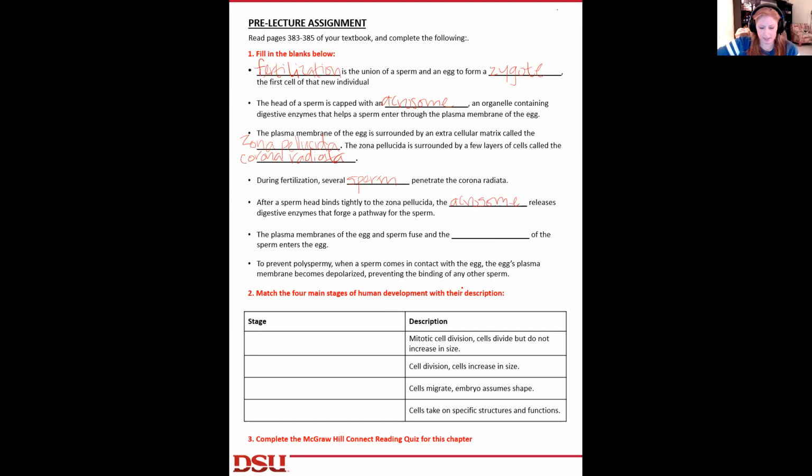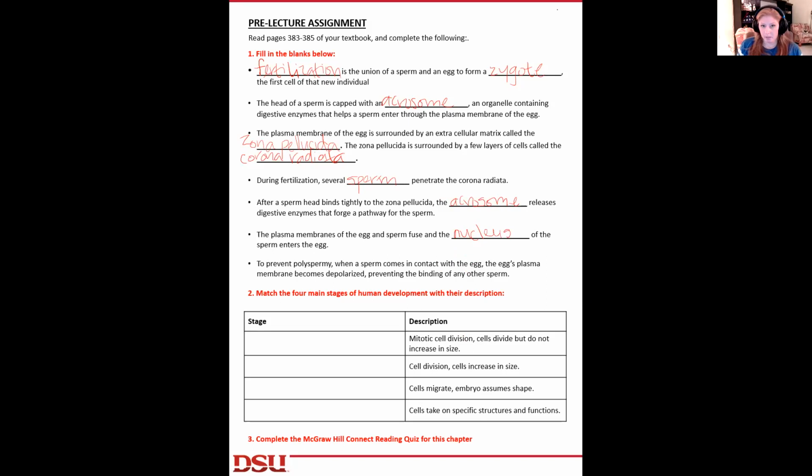So then this next part, the plasma membranes of the egg and sperm fuse, and the nucleus of the sperm enters the egg. The nucleus has all of the genetic information, which, remember, in sperm is haploid. So it'll have half the number of chromosomes that a fully developed human will have. Once it joins with the DNA of the egg, you'll end up with 46, the diploid number.